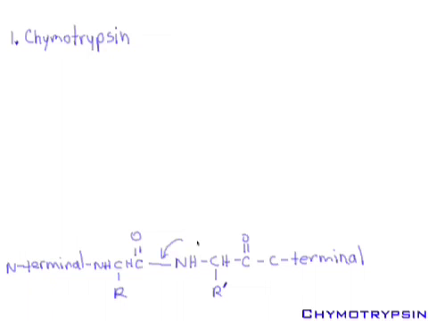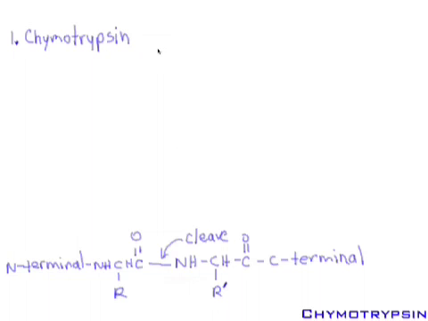Now, the question is, if we cleave here, note that we're cleaving to the left of R prime or to the right of the R. In other words, the amide bond that's being cleaved is the bond to the right of the amino acid that has the R group, or the bond to the left of the amino acid that has the R prime group.